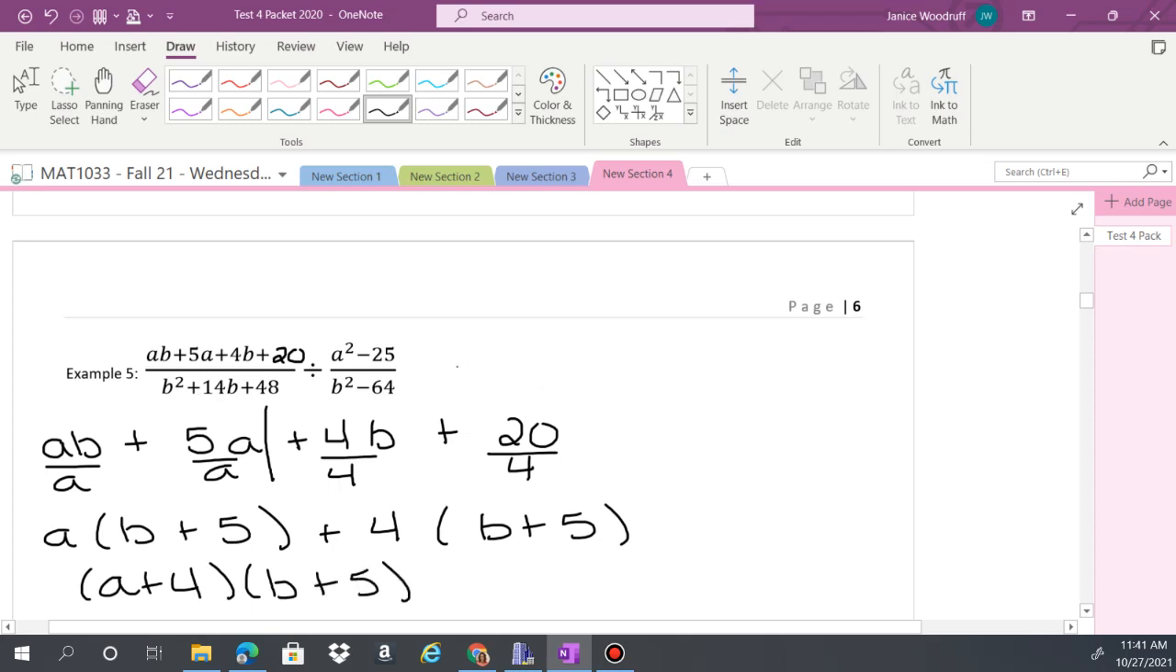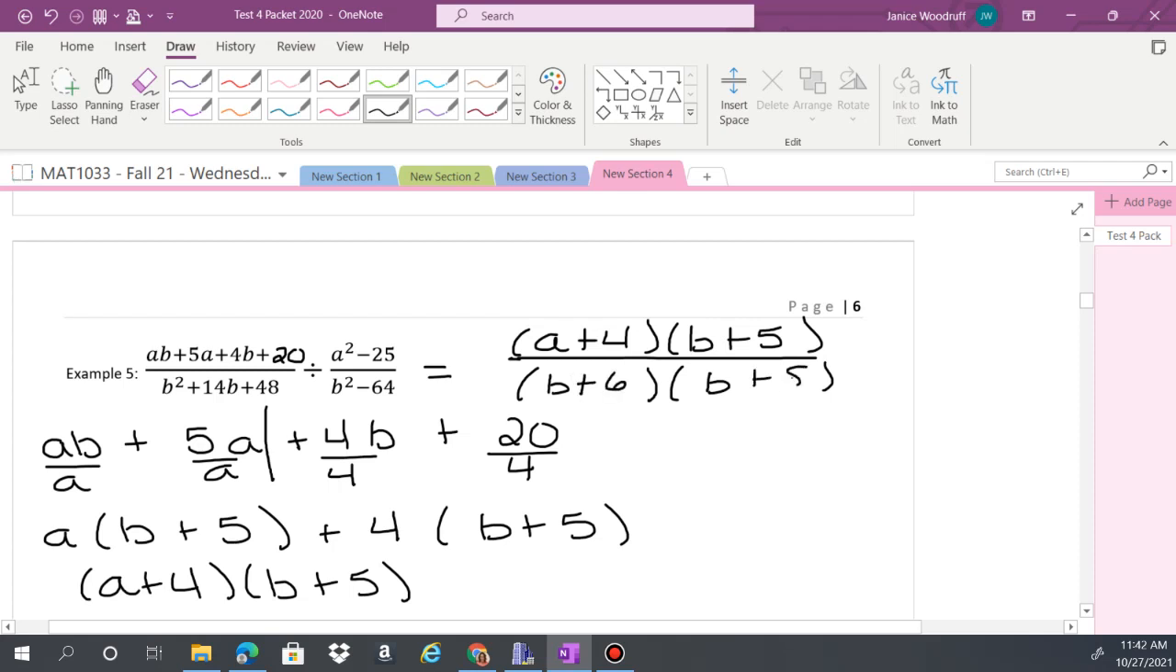All right, and then let's see. My denominator, b squared plus 14b plus 48. Okay, so multiplies to 48, adds to 14. 6 and 8, both positive? Both positive. Yeah. Plus 6, plus 8.